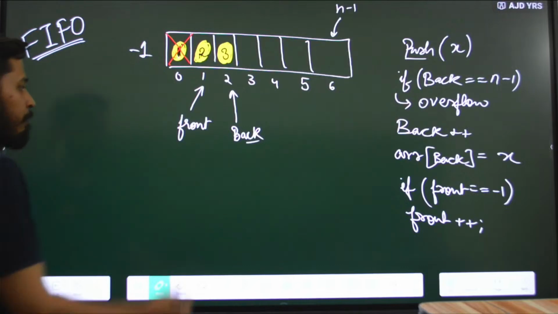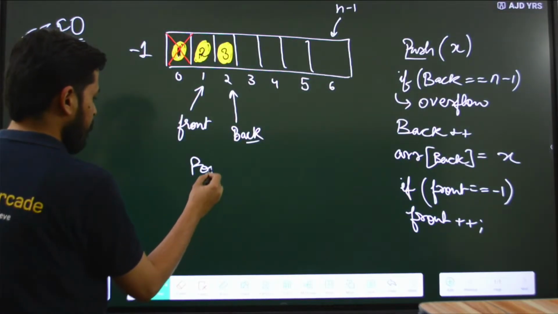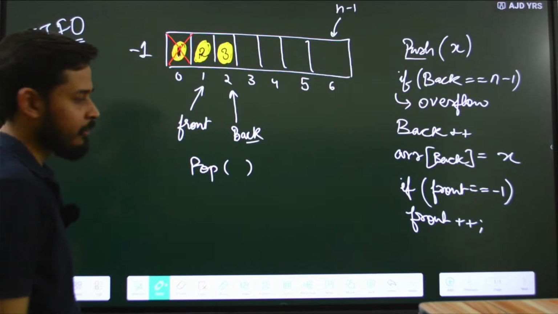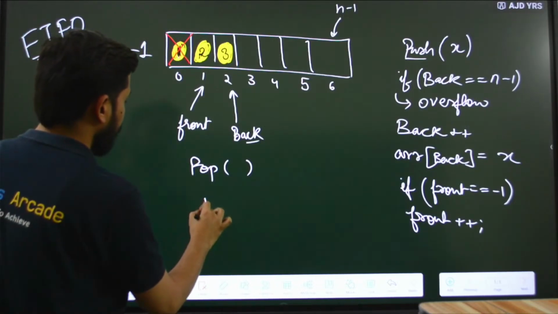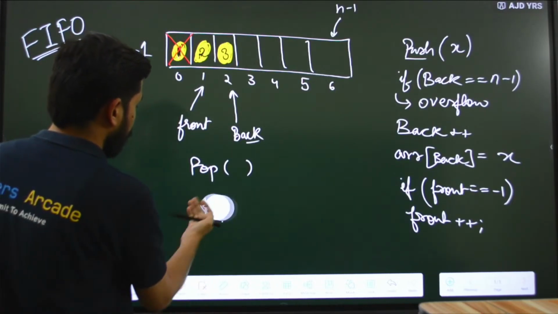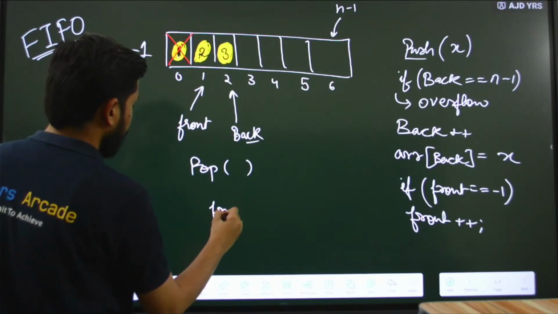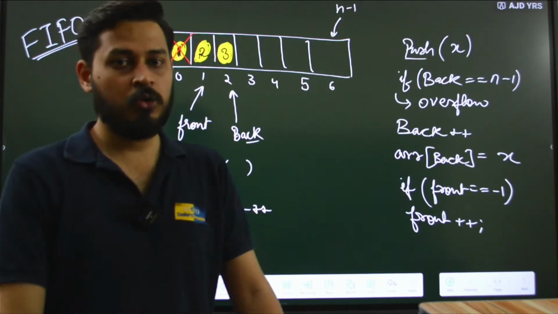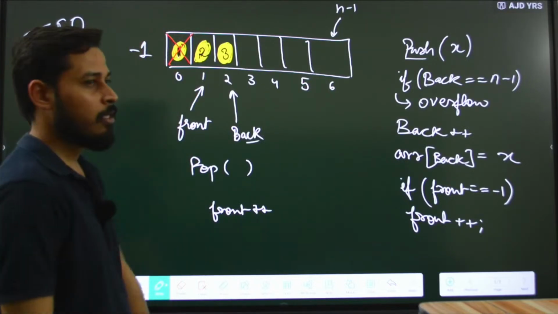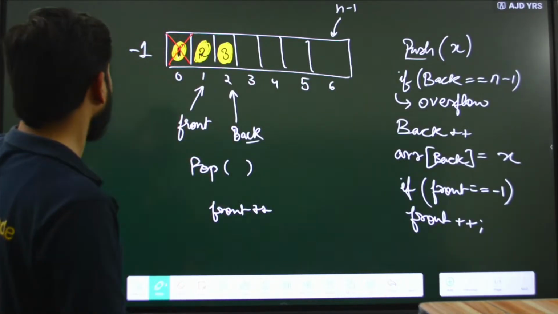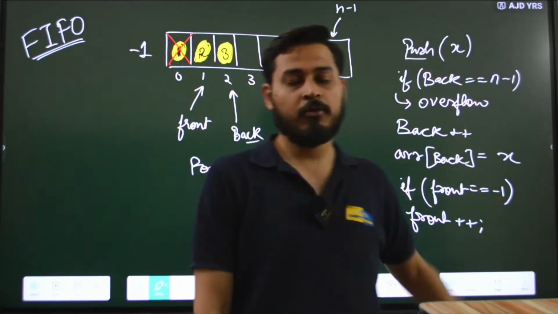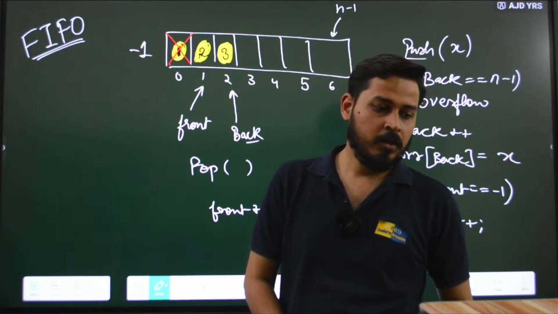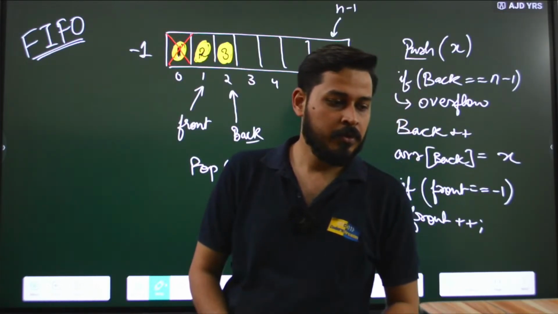If I want to do pop, it is very simple. In pop we don't pass any parameter. There is no top, I can just say front plus plus, and there you go, front moved further and it got popped. This way I implemented the concept of FIFO, first in first out. Understood?